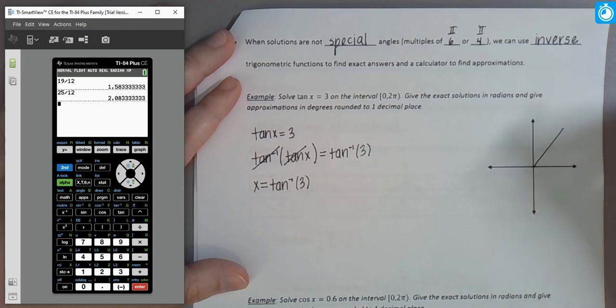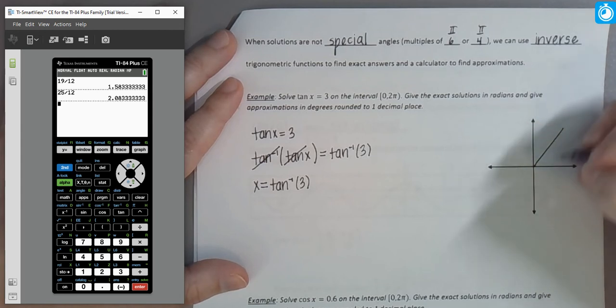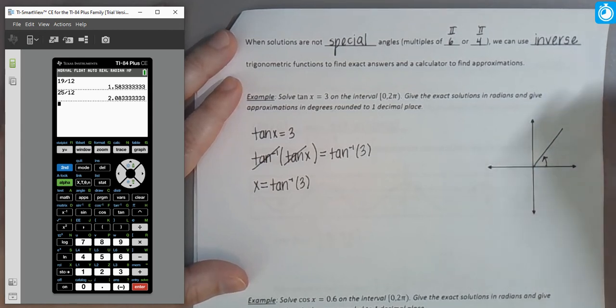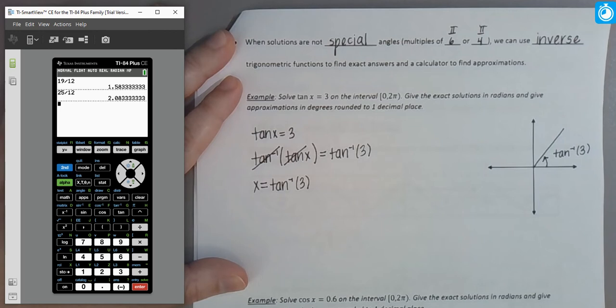So whatever that angle happens to be, it almost looks like I drew 45. It doesn't have to be 45 degrees. It's just in the first quadrant. Whatever this angle is, that's going to be the inverse tangent of 3. That's going to be one of the solutions to our equation.